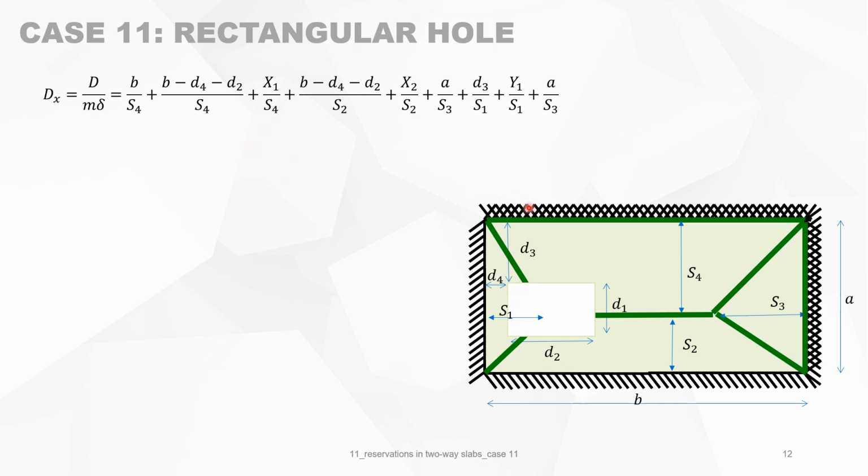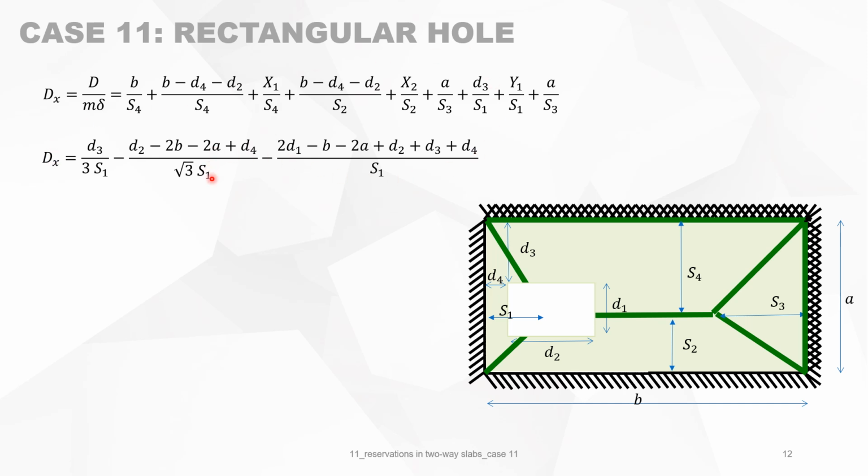Then we have x1 from there to there. It's x1 projected to this axis, so it's x1 divided by s4. Then on the bottom, you have b minus d4 minus d2 divided by s2. And then for this, we have this value x2 divided by s2. And what's left is a, this portion a divided by 3, and d3, this value projected to this axis of rotation, means d3 divided by s1. And we got the same on the bottom. This is y1 divided by s1 projected to this axis of rotation. And then of course, the last one is this. Then we can fill in the different parameters, and we arrive at this formula.